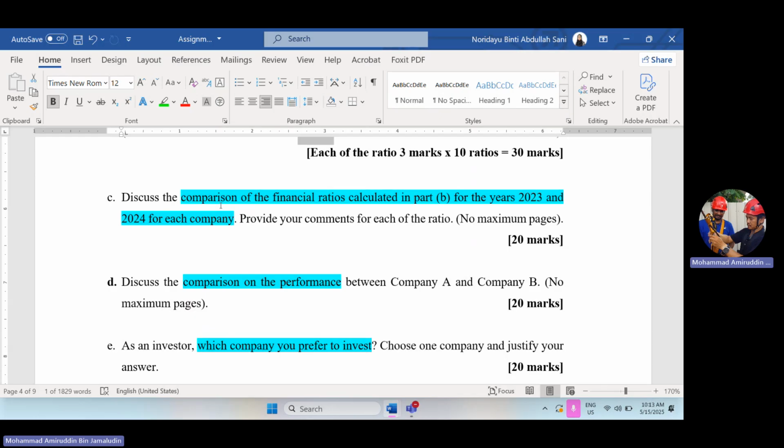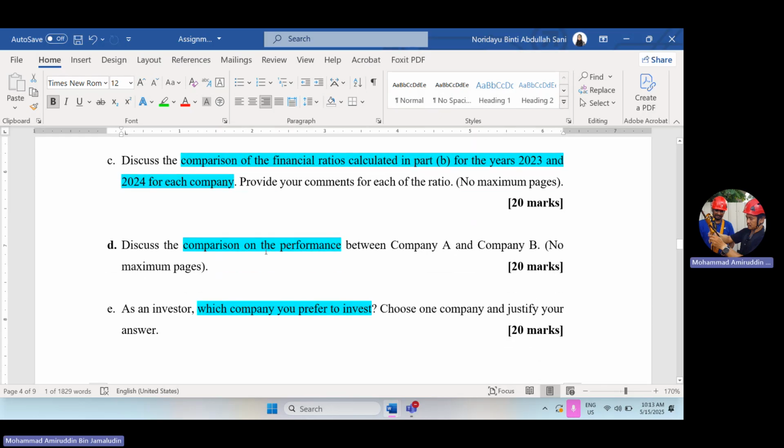Why is it better? What are the consequences of an increase in the current ratio? Each company, each ratio. Next, compare the performance between company A and company B. You compare the current ratio of company A, maybe for 1 year, 2024, and then compare with the current ratio of company B. Because the mark is a lot.